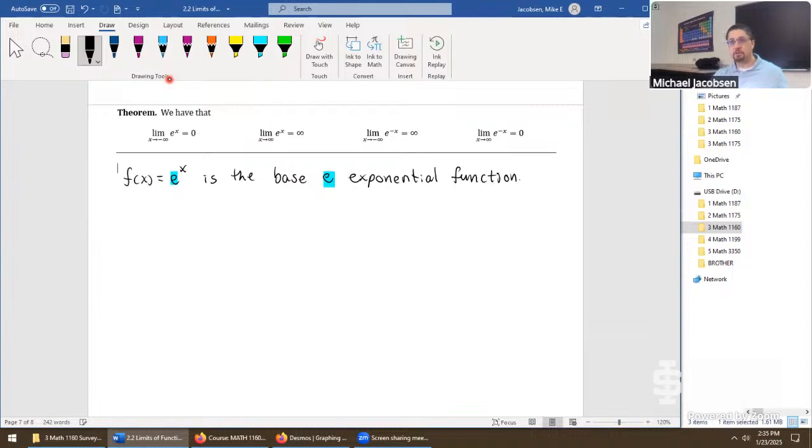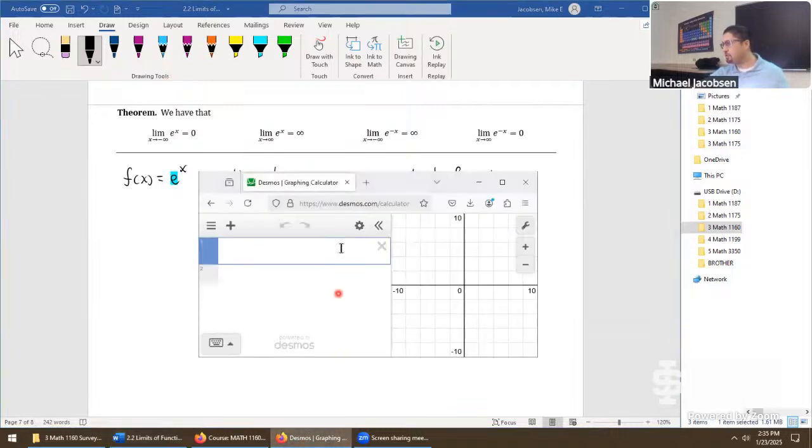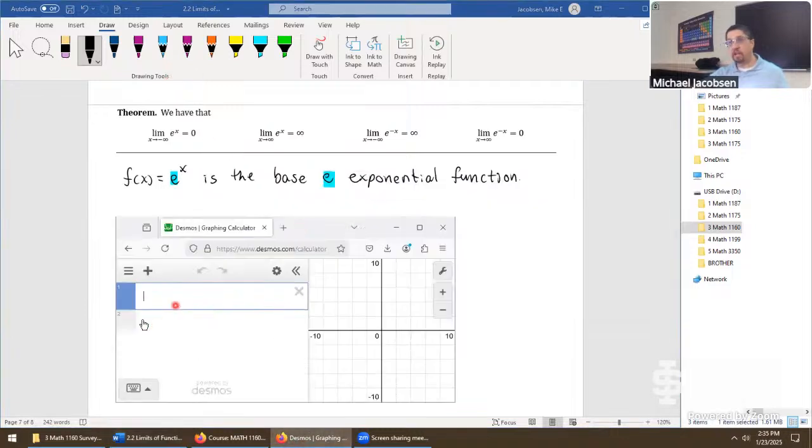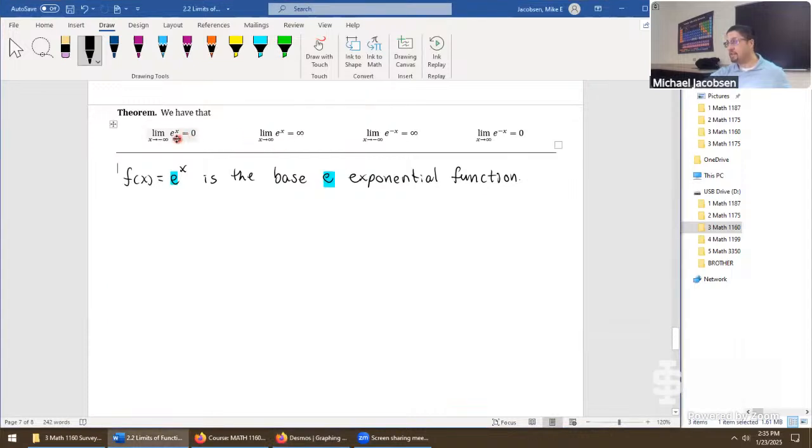E is just like a number such as pi or square root of 2. It's an irrational number, about 2.7. Any calculator should give you that value. Just type in E, and that's its approximate figure. Sometimes this is referred to as Euler's number, after the person who discovered and worked with this quantity. So when we're taking all these limits, we're dealing with the function f of x equals e to the x.